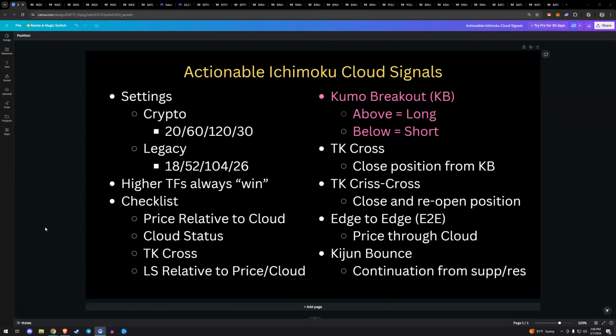Let's continue talking about some actionable cloud signals on this Teaching Tech Tuesday. I'll talk about the Kumo Breakout today and why that's significant.